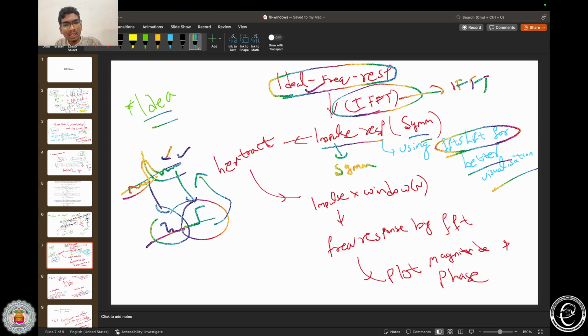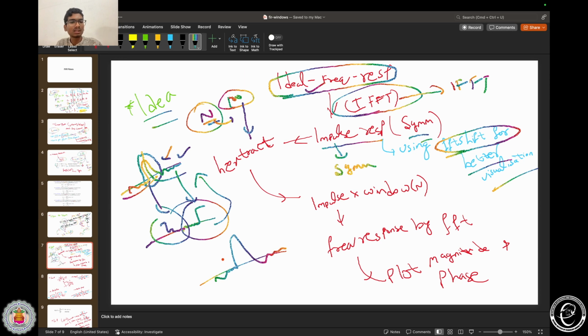And then, before multiplying with the window, we will decide the length of the window. If we take some 100 samples, then we will extract the corresponding 100 samples from the impulse response. And we should keep in mind that while extracting the samples from the impulse response, we should take the symmetric part.